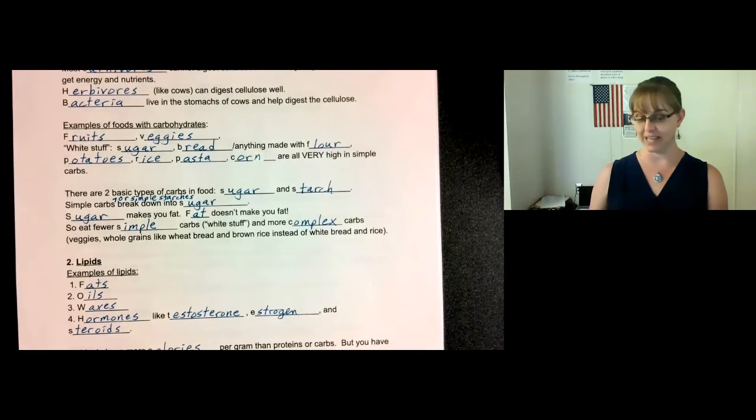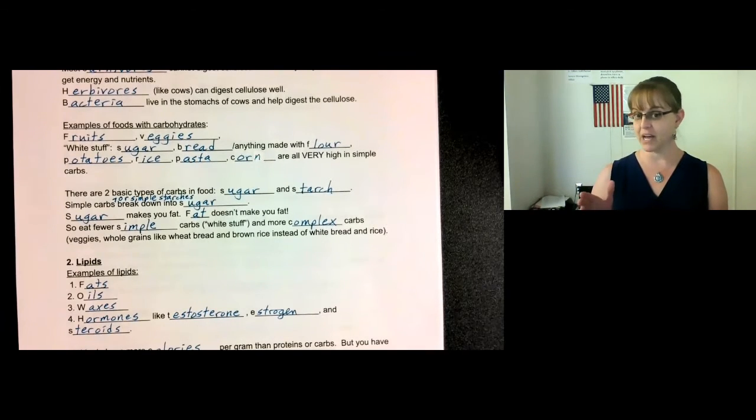But complex carbohydrates like brown bread, wheat bread, brown rice, whole grains like oats, those your body has to work harder to digest. And so those don't put on as much weight. And they're healthier for you. They have more fiber that helps the food move through your digestive system.